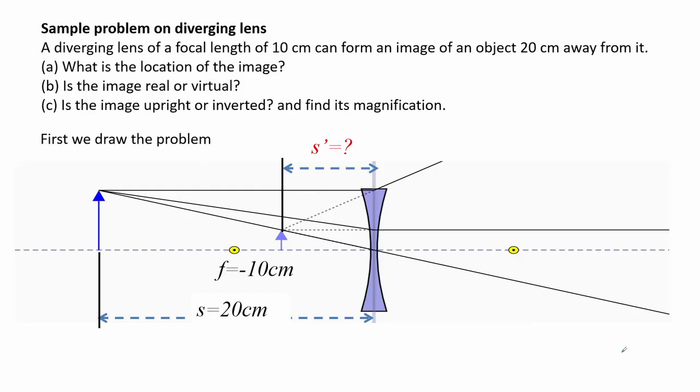Here we have another problem. A diverging lens of a focal length of 10 cm can form an image of an object 20 cm away from it. For letter A, what is the location of the image? For letter B, is the image real or virtual? And for letter C, is the image upright or inverted? And find its magnification. Refer to the figure below.